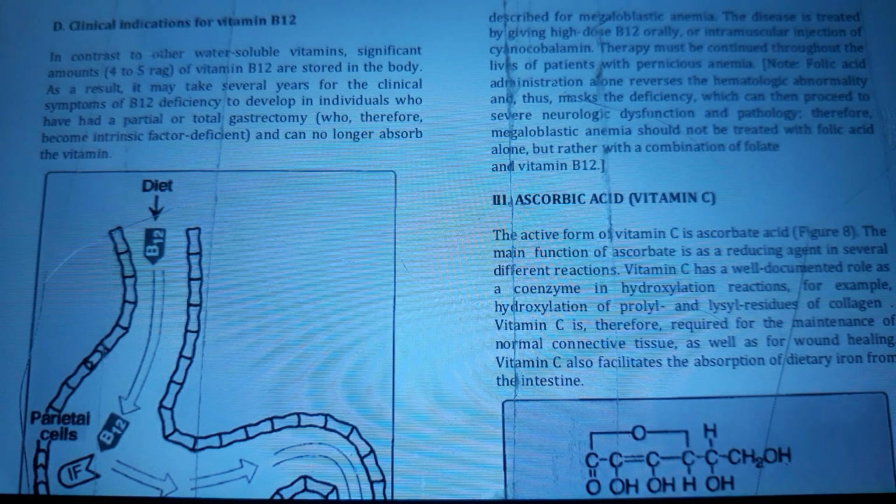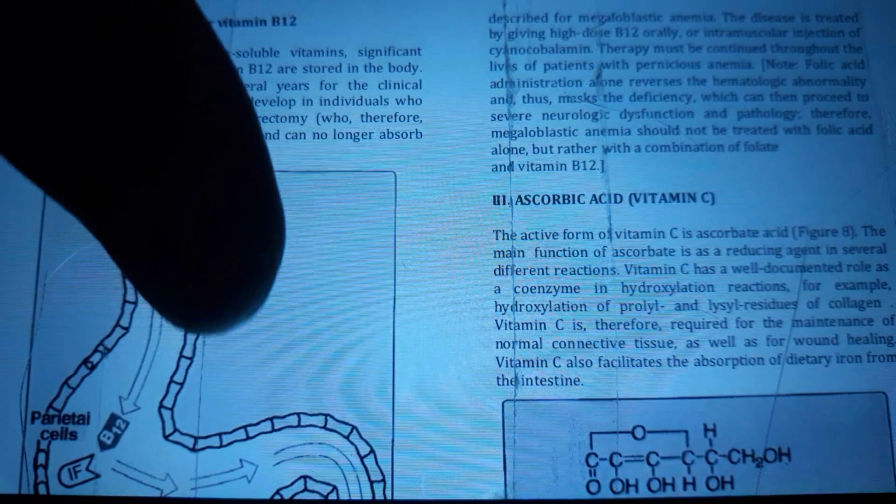For example, folic acid administration alone reverses the hematologic abnormality and thus masks the deficiency, which can then proceed to severe neurologic dysfunction and pathology. Therefore, megaloblastic anemia should not be treated with folic acid alone, but rather with a combination of folate and vitamin B12.